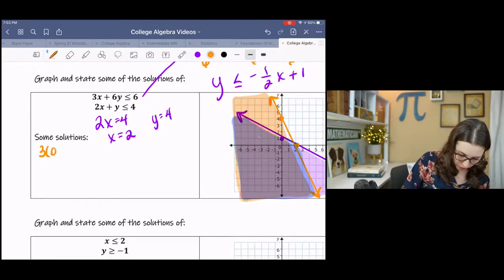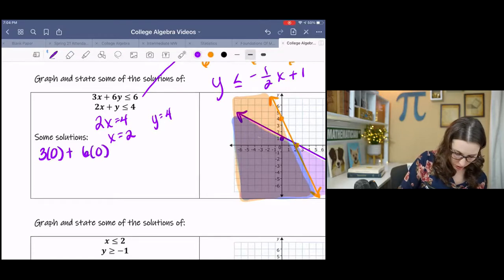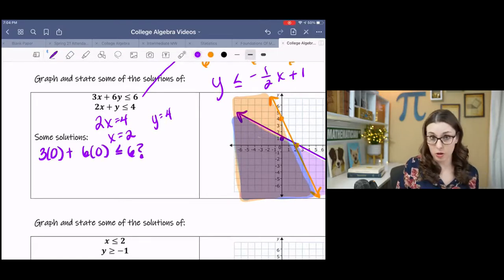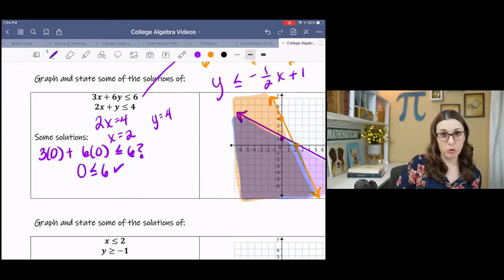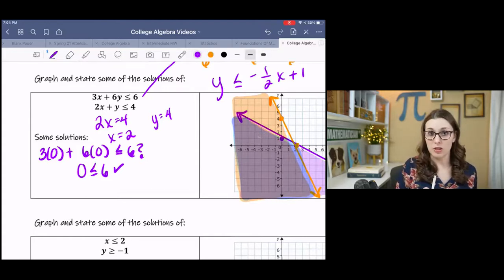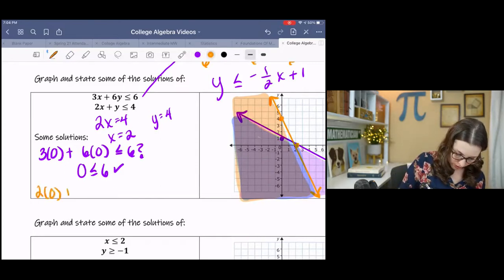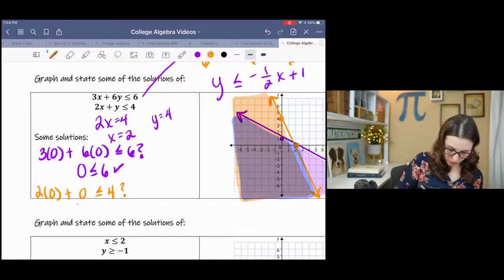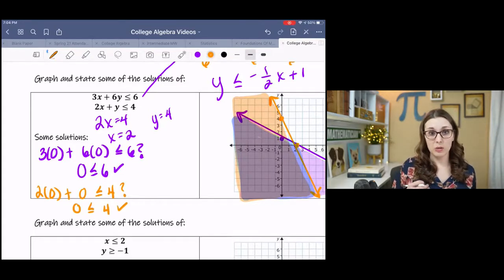So in my first inequality, I'm going to actually use purple since I graphed it with purple. 0, 0. I'm going to put a question mark because I'm not sure if it's true. I'm pretty sure, but 0 plus 0 is 0. That's true. Now, that's not enough to say that that's a solution to the system. I still need to check the second inequality. So now I plug in 0 to the second inequality. I want to know if it's true. 0 plus 0 is 0. That's true. So since it fits both inequalities, 0, 0 is a solution to the system.